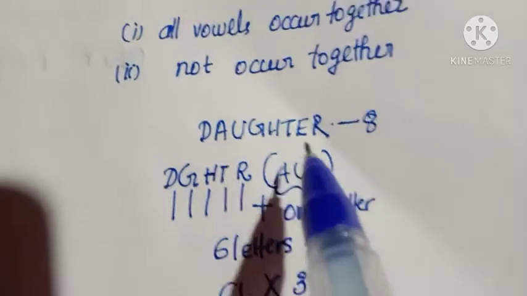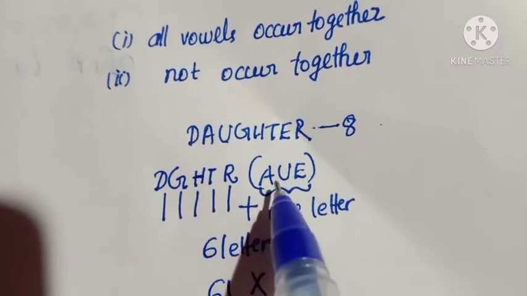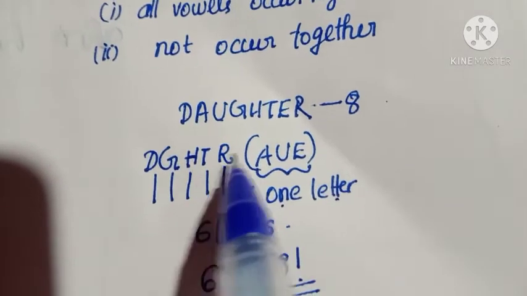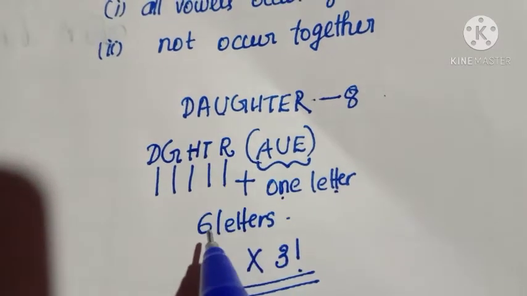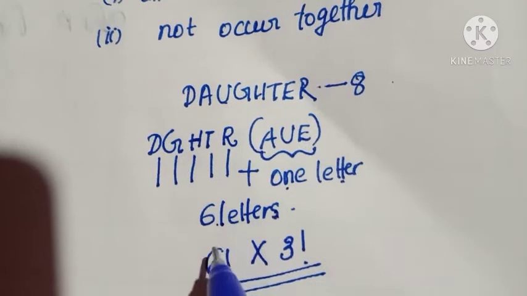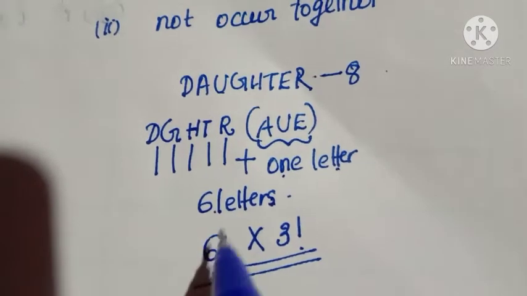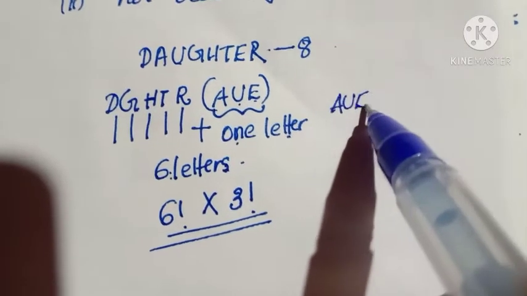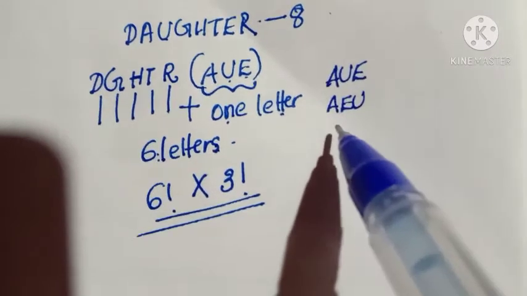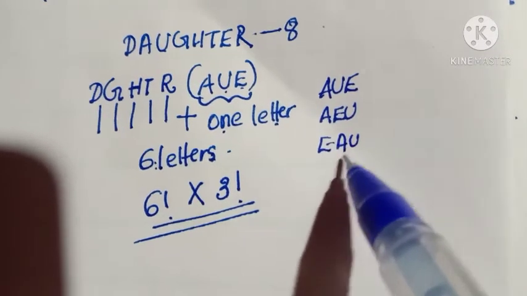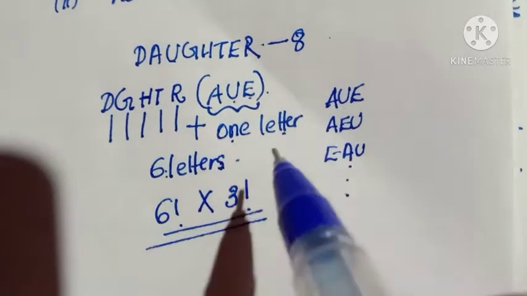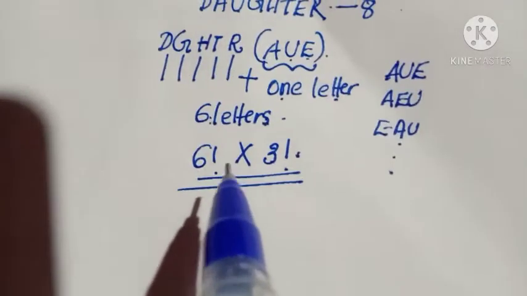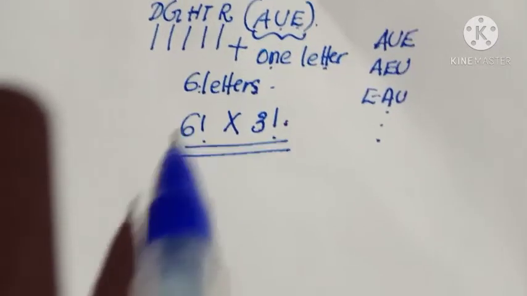Is that clear? Collect all vowels together and consider these vowels together as a single letter. Then count the total number of letters. We can see that there are 6 letters, and these 6 letters can be arranged in 6 factorial ways because all the letters are different. Now A, U, E can also be arranged in different manners, like A, U, E, A, E, U, E, A, U and so on. So these 3 different letters can be arranged in 3 factorial ways. Therefore, the total number of arrangements is equal to 3 factorial into 6 factorial.